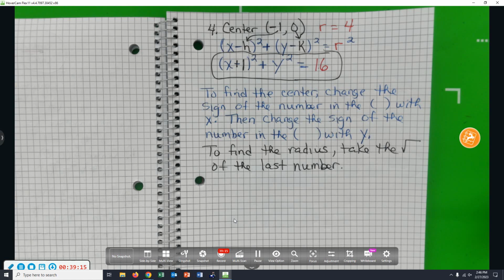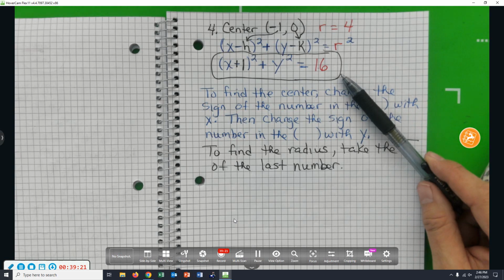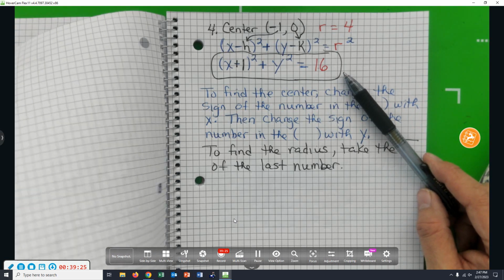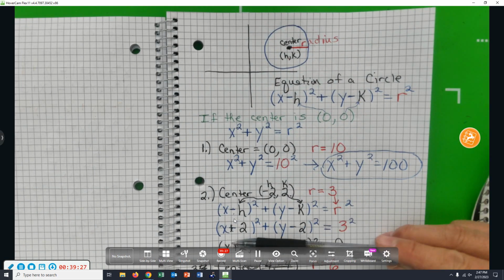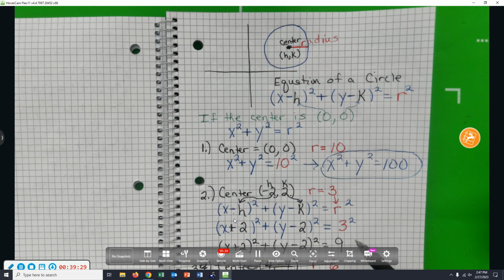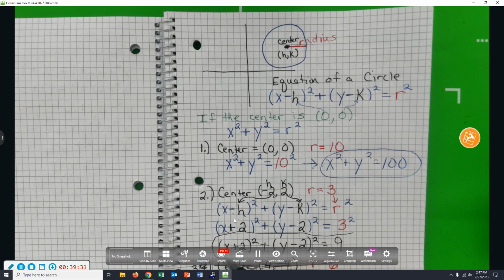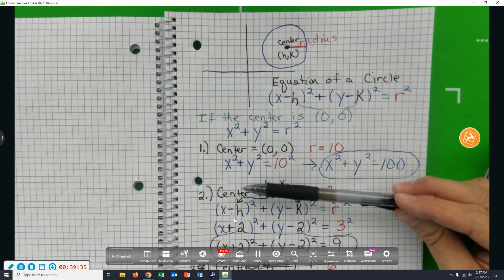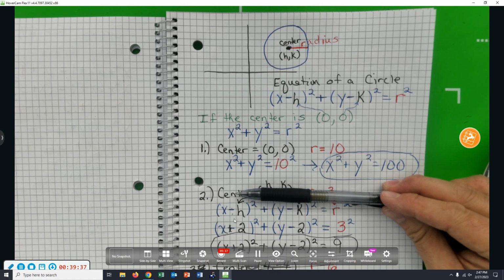What I'm telling you is how to find the center and radius when you're given the equation. Right? Like on problem 2, we have that equation right here. If we wanted to go backwards, if we didn't know the center and the radius.